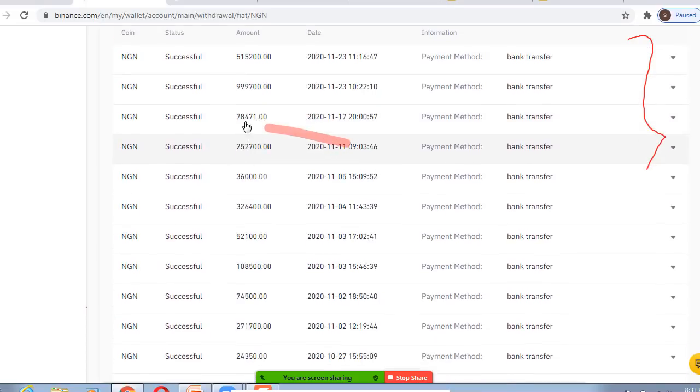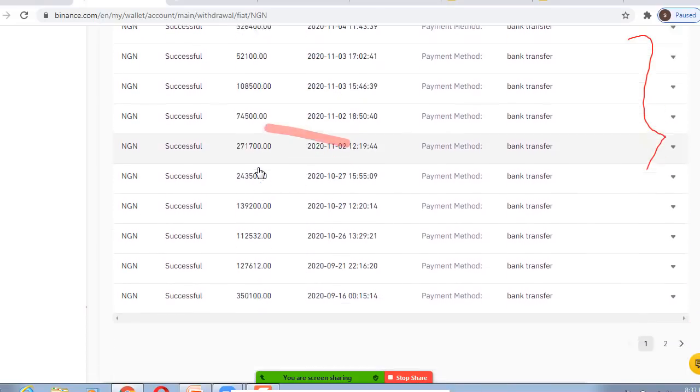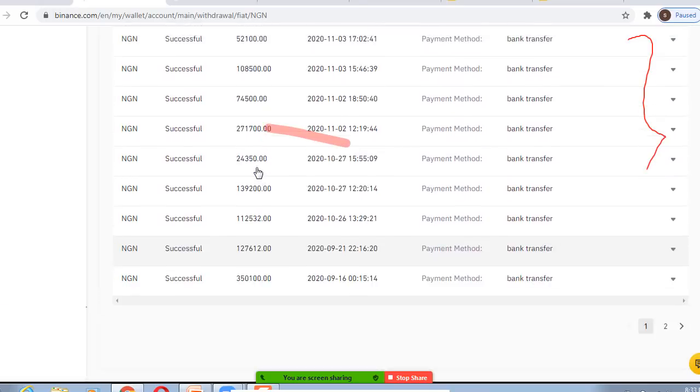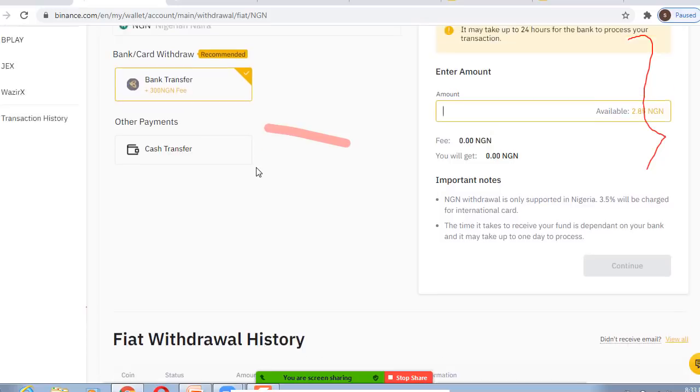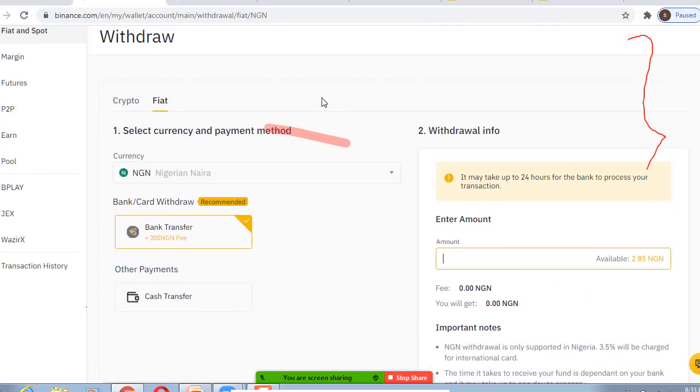If you check my transaction history, you see successful, successful, successful, successful. So okay, I've done a lot of transactions with this very method. I've done a lot of transactions. So that's that.